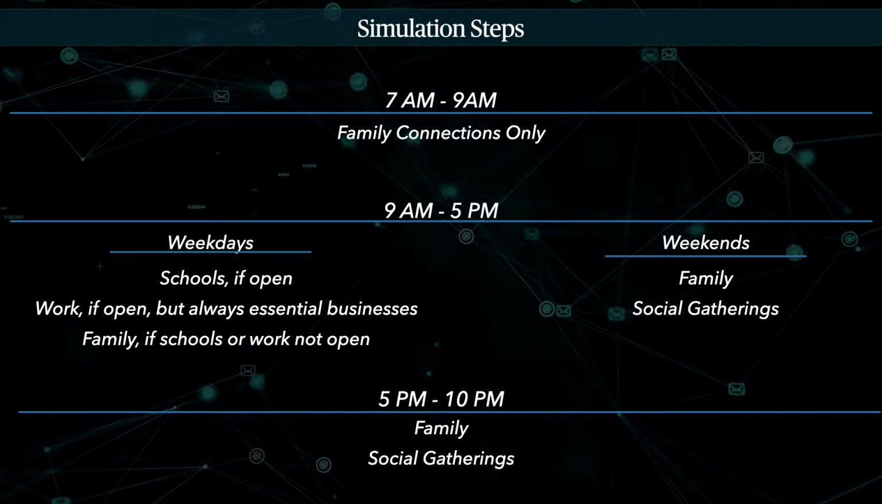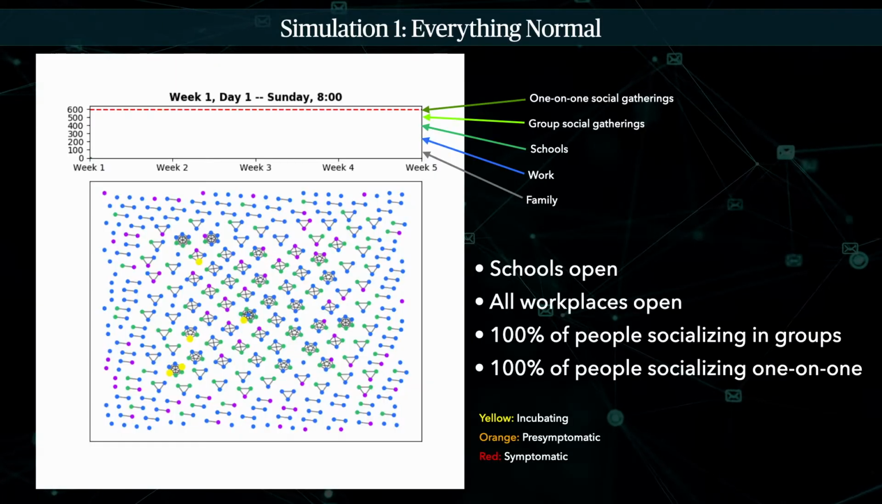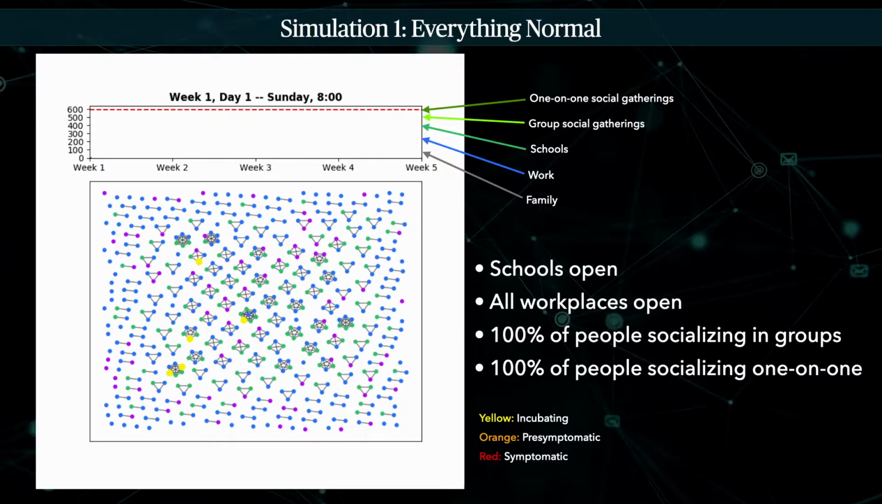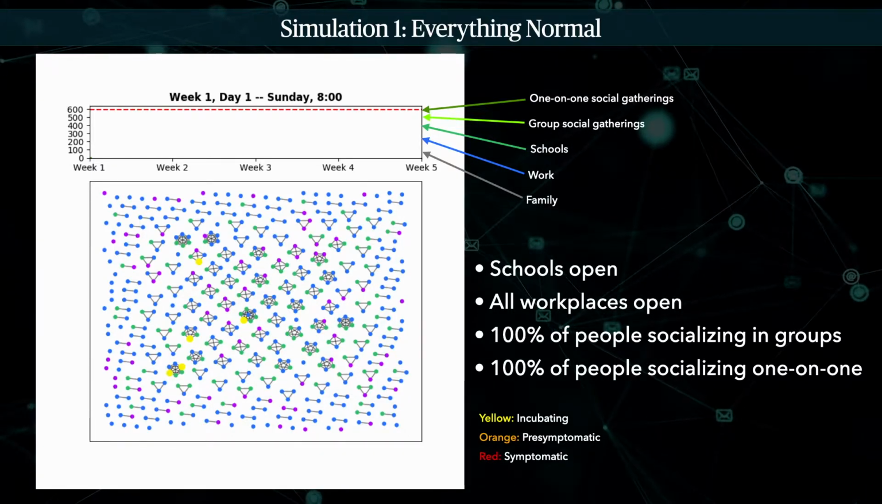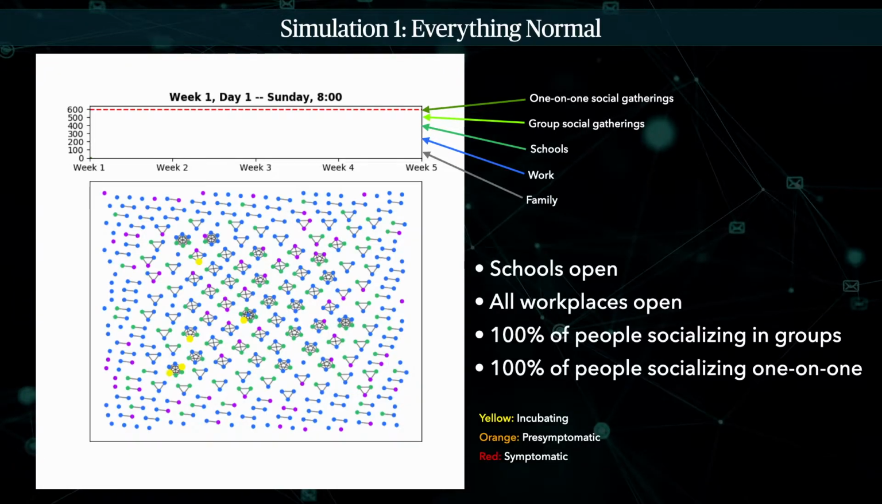Okay, so with the full process explained, let's take a look at the simulations. First, let's simulate if no mitigation steps are taken at all. Schools are open, workplaces open, everyone socializing as normal.